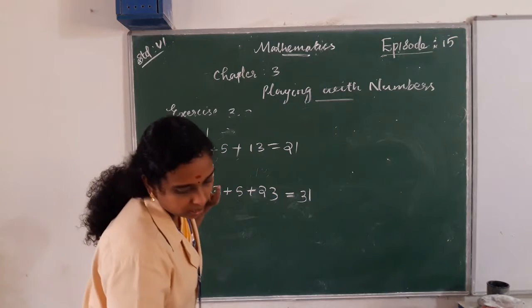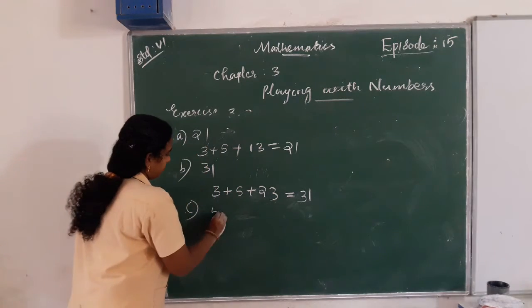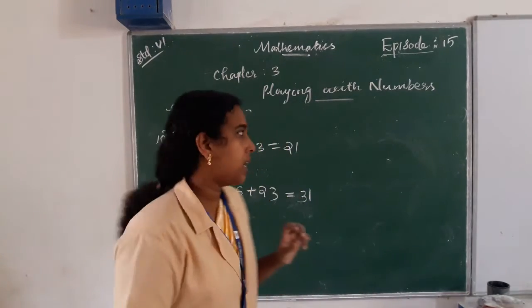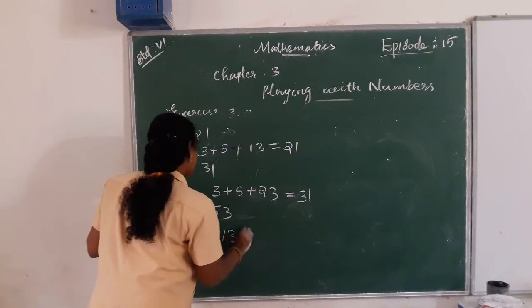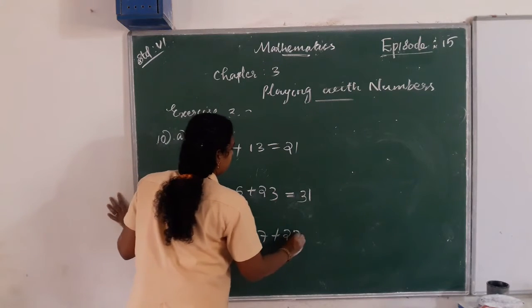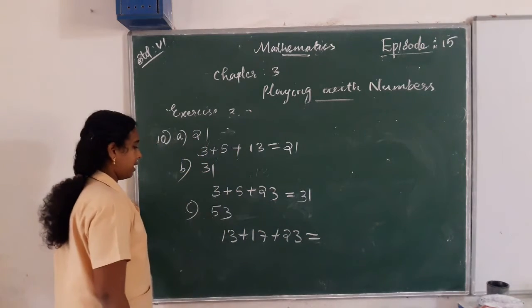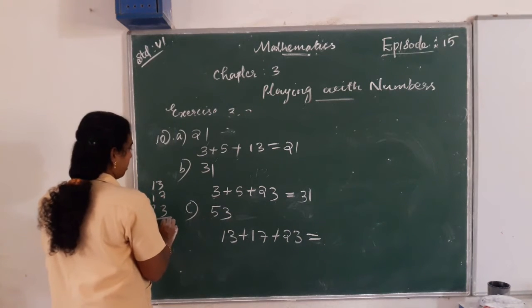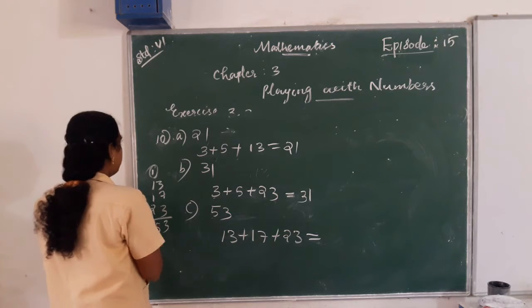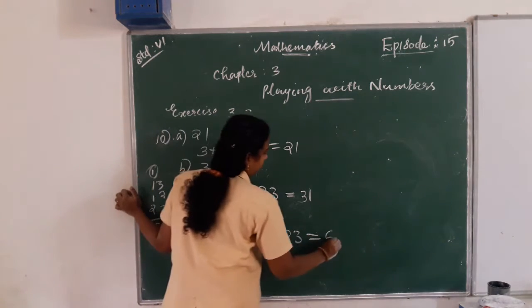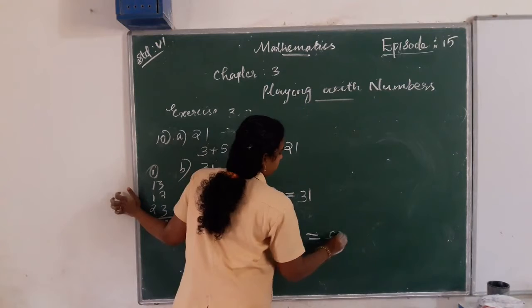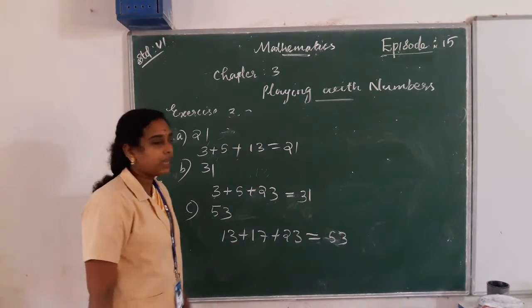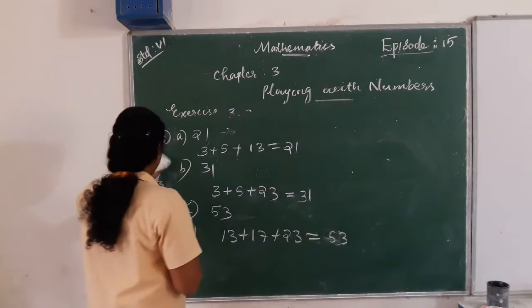And question C, 53. When we use 13, 17 and 23, here we get 53. So the odd prime numbers used for getting 53 are 13, 17 and 23.